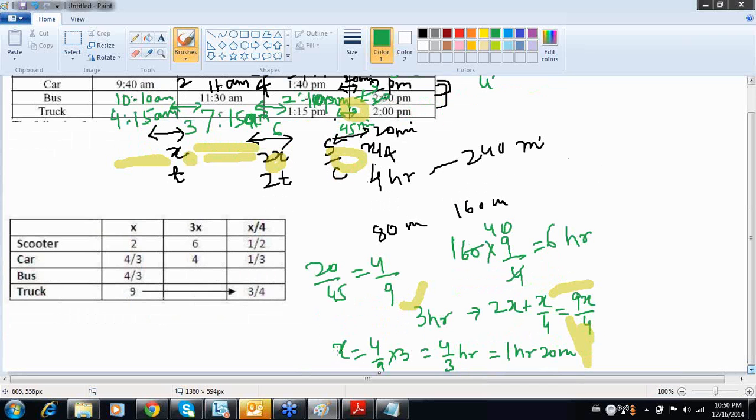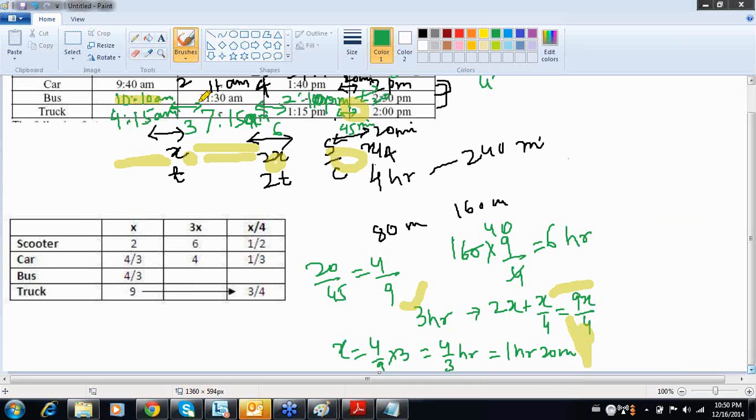how much time it will take to reach x distance. This x distance will be 4 by 9 into 3, that means 4 by 3 hours, that means 1 hour 20 minutes. So just subtract 1 hour 20 minutes from here, back calculate, it will come out to be 10:10. It starts at 10:10. Bus starts at 10:10.